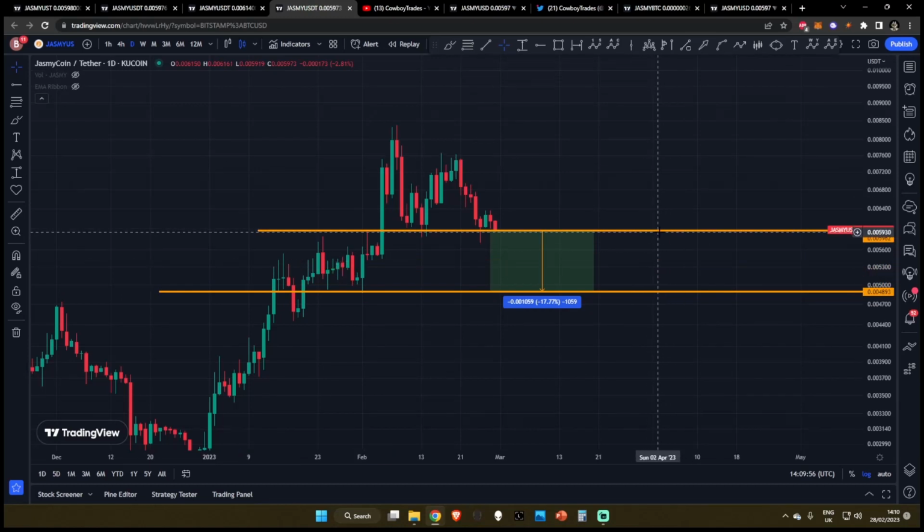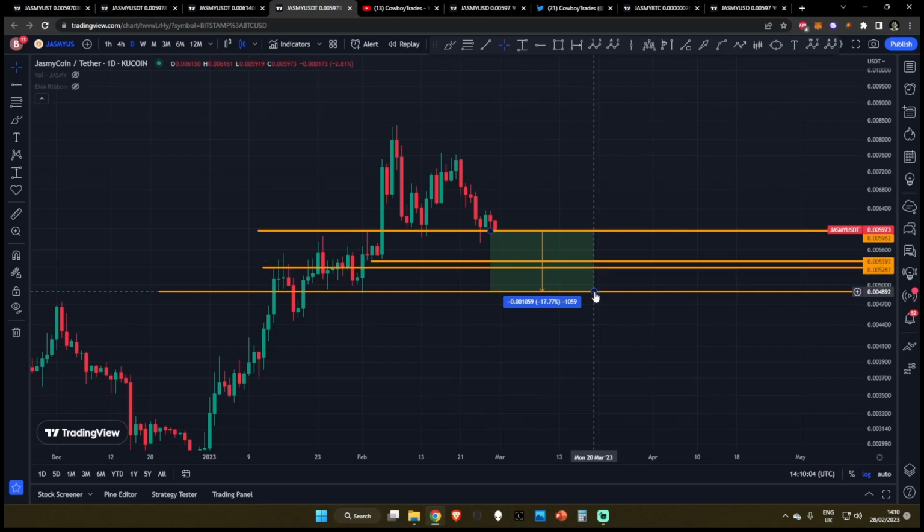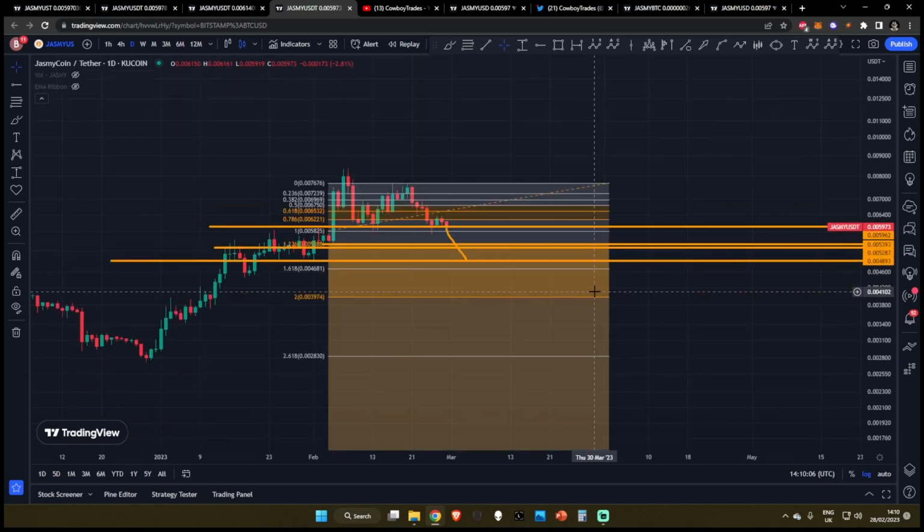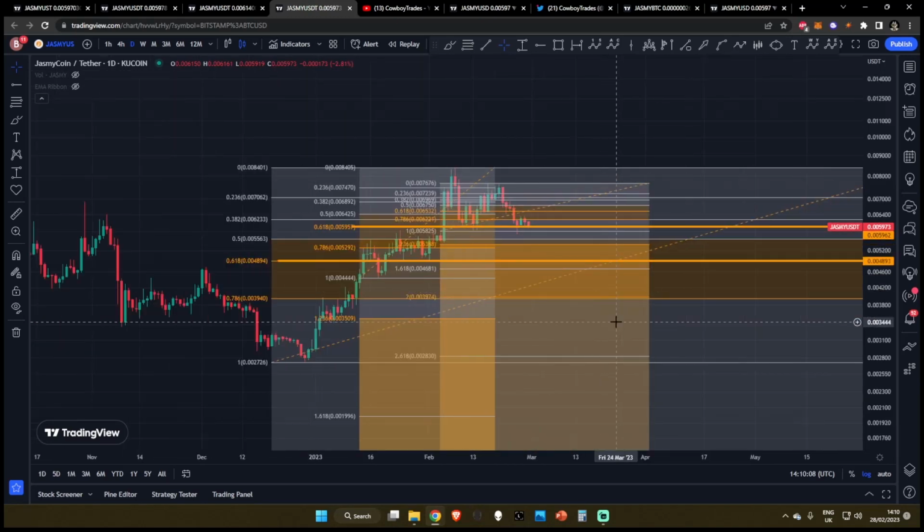In the immediate short term, I do believe we're going to lose this Fibonacci level around 595, and I think we're going to head down to 0.0489, which is, once again, about an 18% drop from where we are at this moment in time. So that's really my prediction. I think we're coming down to this 618.